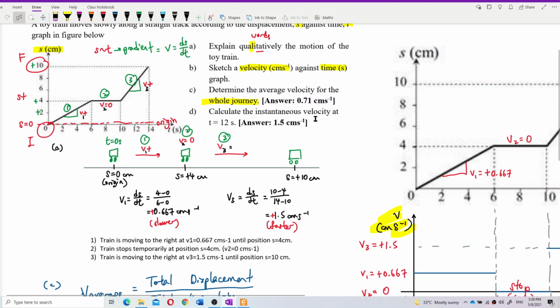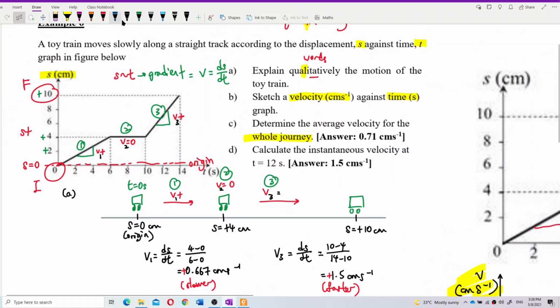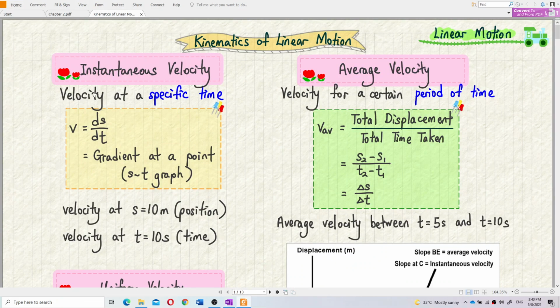Then calculate the instantaneous velocity at 12 seconds. What's the instantaneous velocity at 12 seconds? That means I want the velocity at which part? I just write off this one. I want the velocity at here, at 12 seconds only. This is a specific time. What's the instantaneous velocity again? Instantaneous velocity means velocity at a specific time, at a certain time. Let's say velocity at 10 seconds.